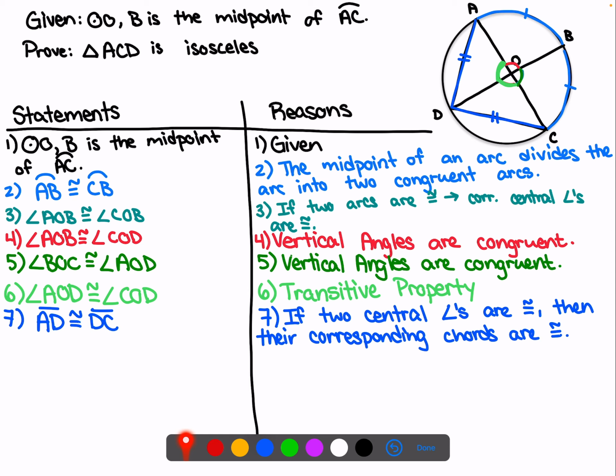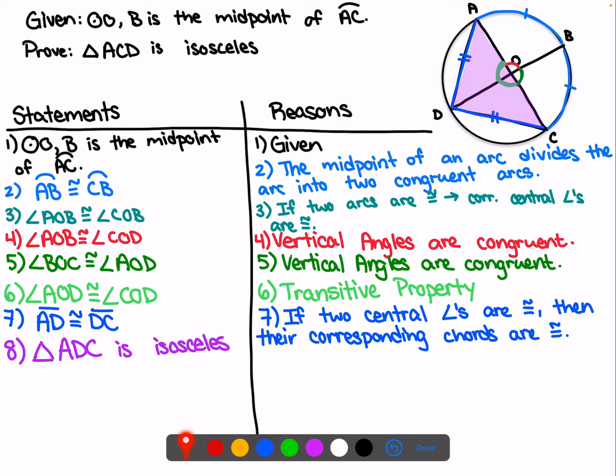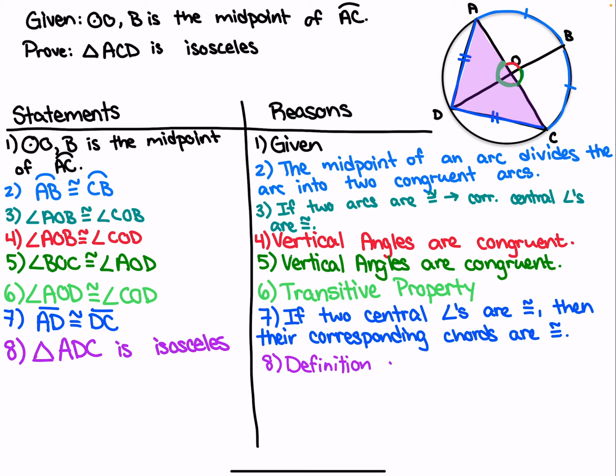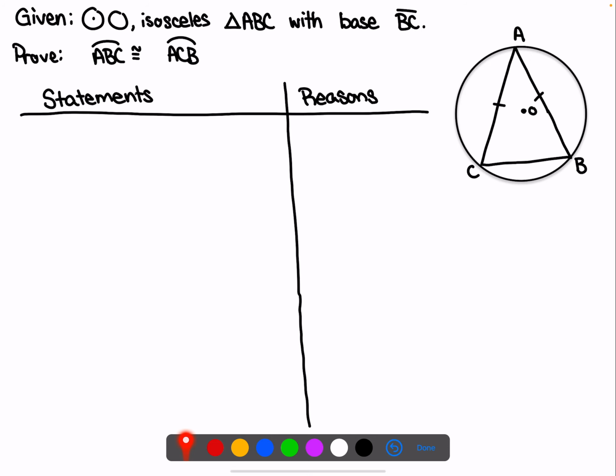We can finally end this proof now, because looking at this triangle ADC, I see that we have at least two legs that are congruent to each other, which by definition makes that triangle isosceles. So we can finally say that triangle ACD is isosceles. And the reason that we can say that is the definition of an isosceles triangle, but you can also say that if two legs of a triangle are congruent, by definition, that triangle is isosceles. And with that, this proof is complete. Let's go ahead and move on to our next one.